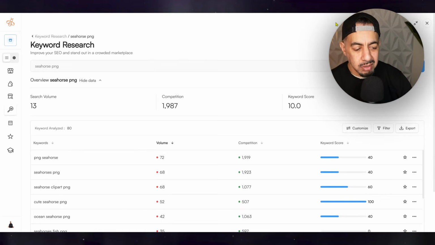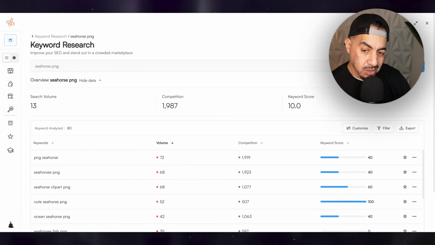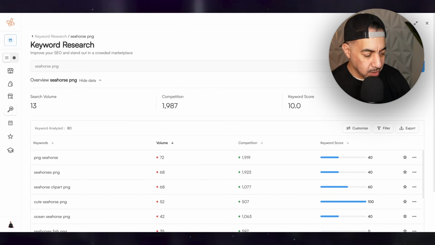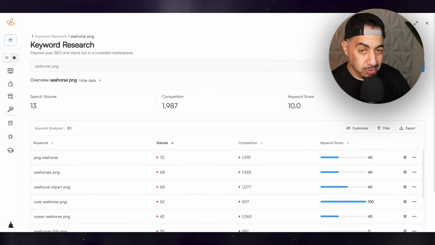So already, using my investigation, I found out that the seahorse is quite a good one, right? Low volume, but that's okay. Listen, this is about building blocks, guys. This is what you need to understand. This is a business that you are building, right? If you're doing digital products, you are building a business.